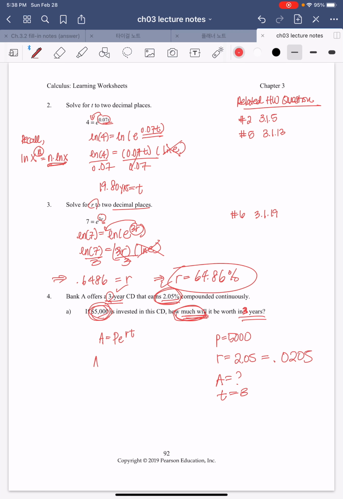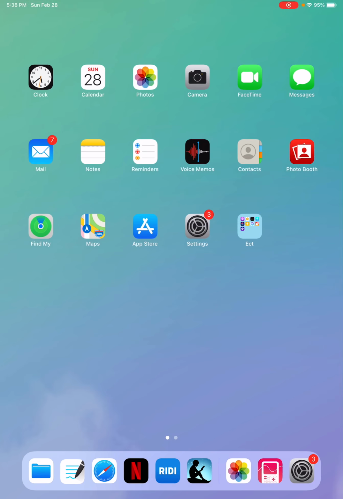So A is the one that I want. 5,000, your initial money, e raised to 0.0205 for 3 years. Okay, now this is very easy. I do not have to apply ln because this is all plug it in. No variable to solve. So I'm going to literally put the whole thing into a calculator. So let me pull that out.